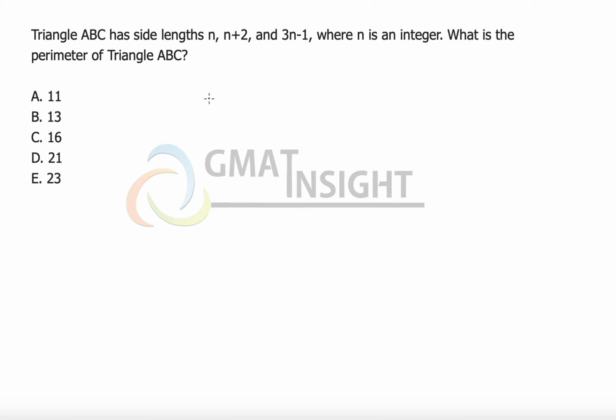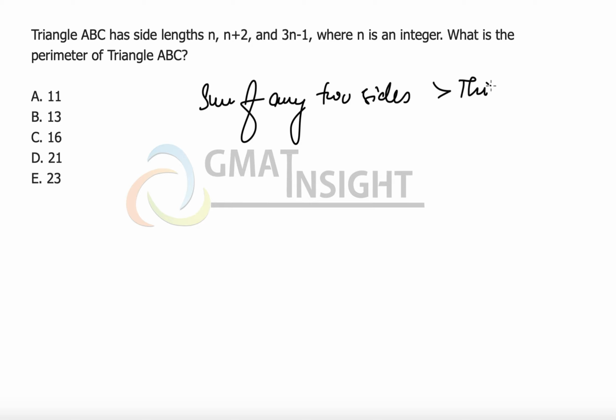Now, in the triangle, by the sides, only one property can be applied here, that is, the sum of any two sides should be greater than the third side, only then the triangle will exist. So using this property, we will quickly try to understand what exactly are the possible ranges of n.